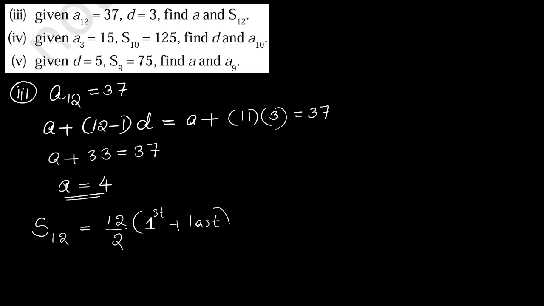Actually, there are two formulas available. This formula is much better: n by 2 into first term plus last term. We studied one formula, but both first and last terms are available in the question. That is why I am using this. 12 by 2 will be 6. First term I got, first term is 4.